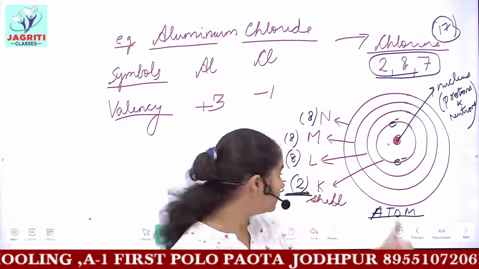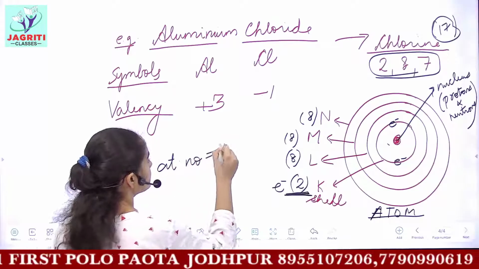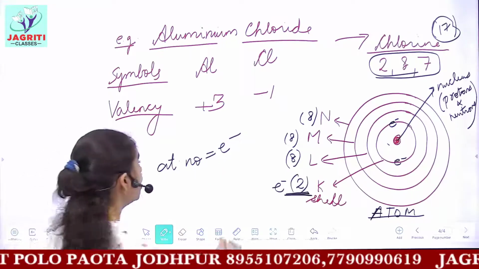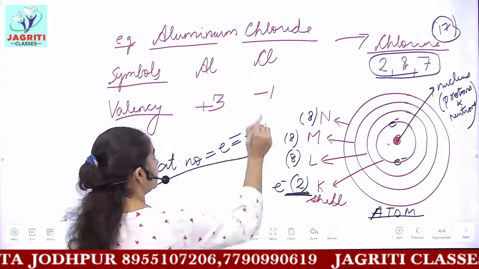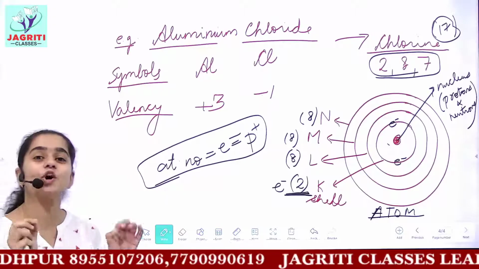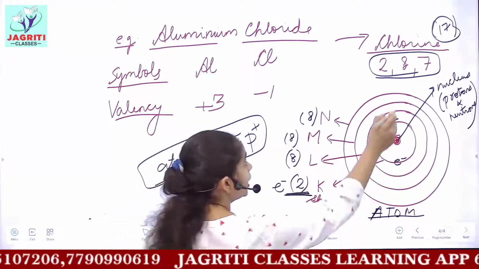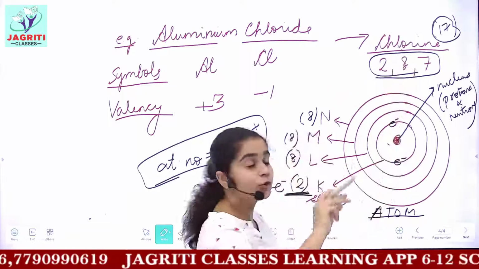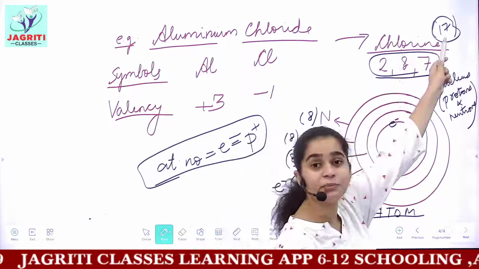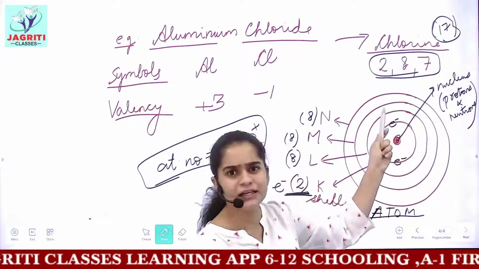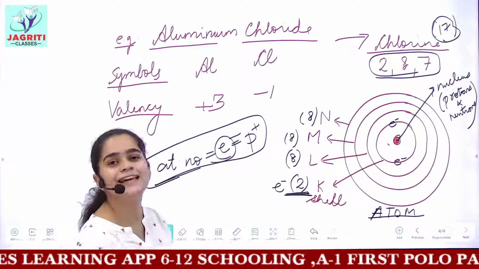The atomic number means the number of electrons, or you can say the number of protons. So atomic number is the number of electrons or protons present in a given chemical species. Here you have chlorine. The atomic number of chlorine is 17. 17 atomic number means how many electrons? 17 electrons, because we have just said that atomic number is equal to number of electrons.